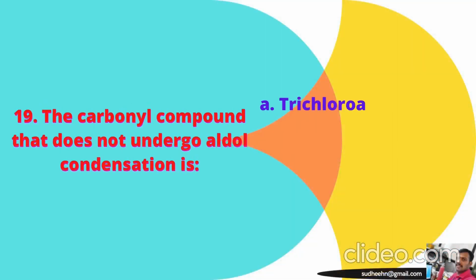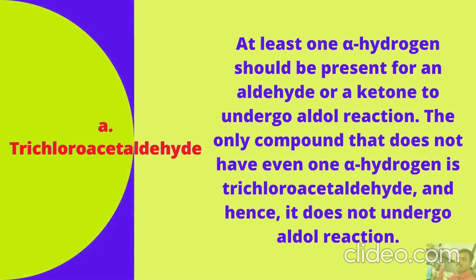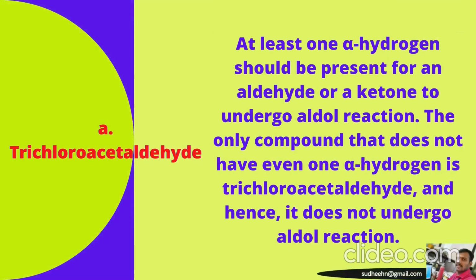Next, question number 19. The carbonyl compound that does not undergo aldol condensation is: option A, trichloroacetaldehyde, option B, acetaldehyde, option C, acetone, and option D, dichloroacetaldehyde. And the right option is option A, trichloroacetaldehyde, because at least one alpha hydrogen should be present for an aldehyde or a ketone to undergo aldol reaction. The only compound that does not have even one alpha hydrogen is trichloroacetaldehyde, and hence it does not undergo aldol reaction. So option A is correct.